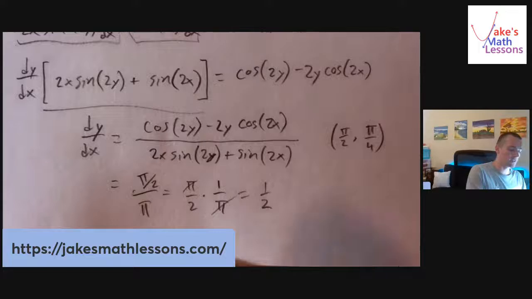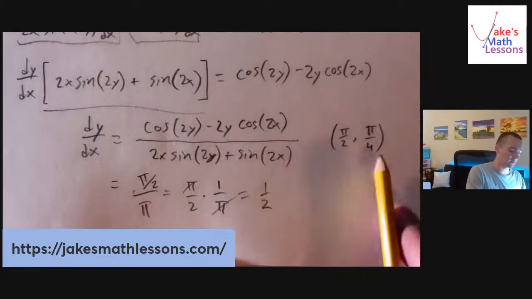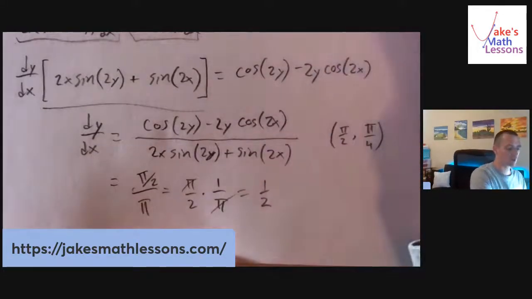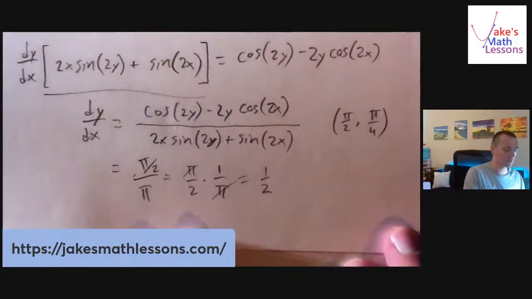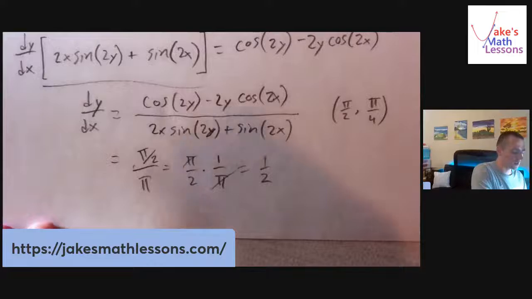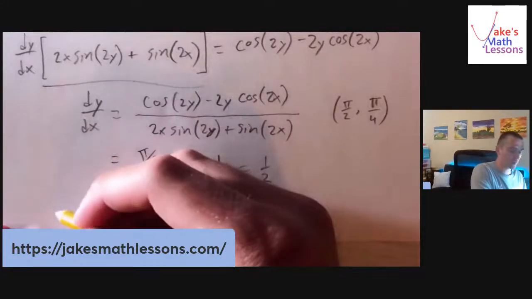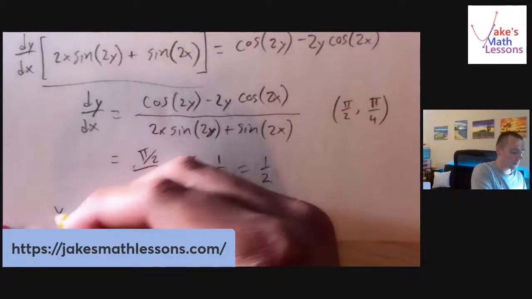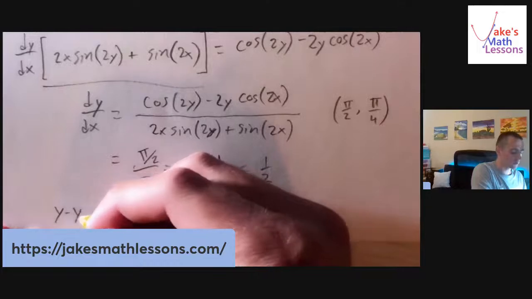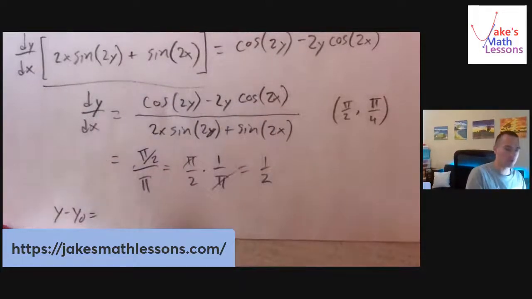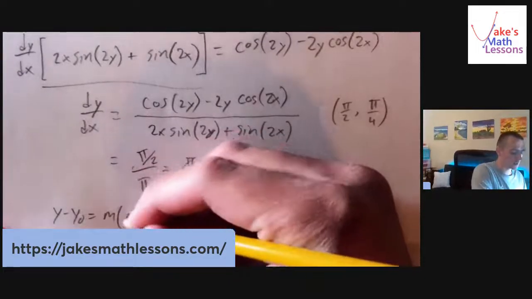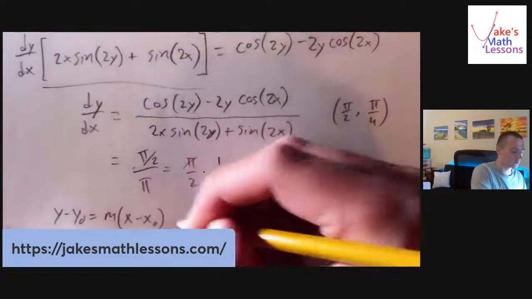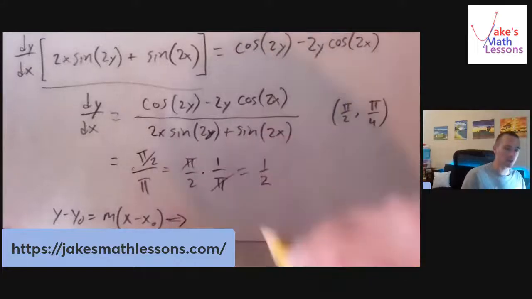We also know that it needs to go through the point pi over 2, pi over 4. So if you know the slope of your tangent line, and you know the point that that tangent line has to go through, you can just use the equation of a line, the point slope form, which is y minus y0, which is just some y coordinate that your line lies on, equals the slope times x minus x0, which is the x coordinate of some point that this line lies on.